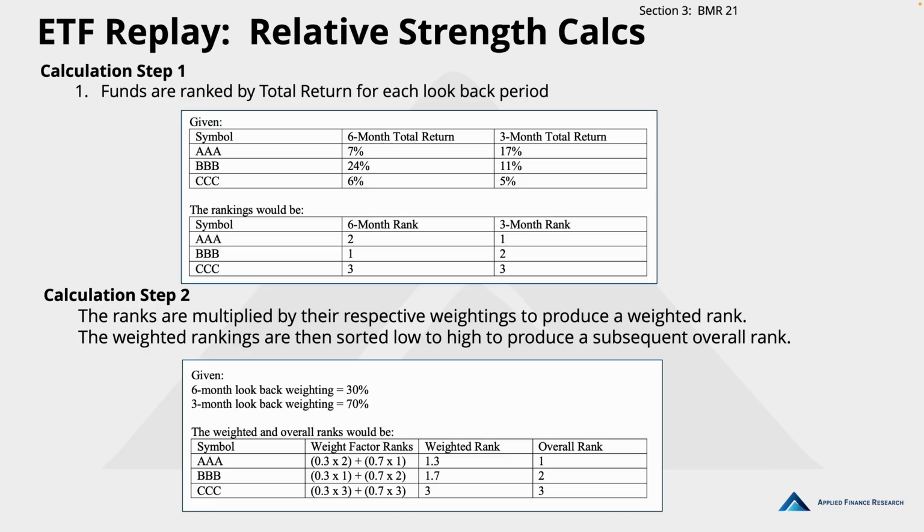So the first generation systems, if you wanted to sum it up, would be straight momentum, whereas ETF Replay adds this relative strength ranking component to straight momentum. Either way, you can't go wrong, and you're going to end up with a fabulous system.